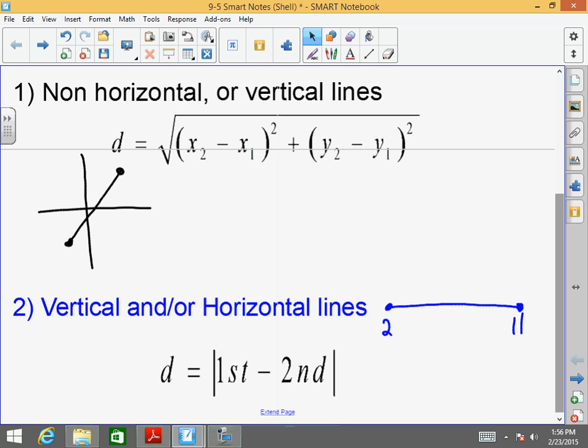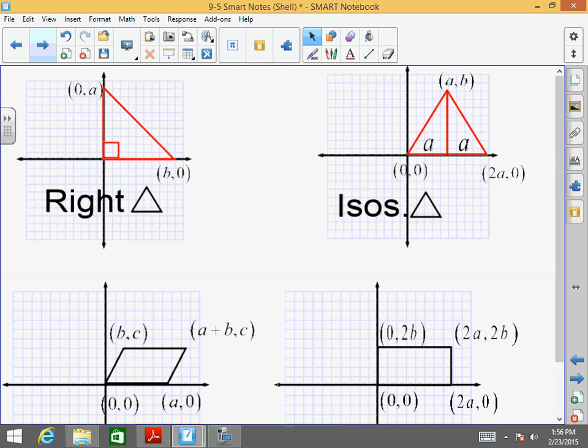So if I'm on a vertical or horizontal line, just go ahead and subtract those 2 values, and make sure that it's an absolute value because it's a positive distance. But if I'm talking about the distance of non-horizontal or non-vertical lines, I'm going to use the square root of x2 minus x1 squared plus y2 minus y1 squared. And that's distance in a nutshell. Literally, that's the lesson.